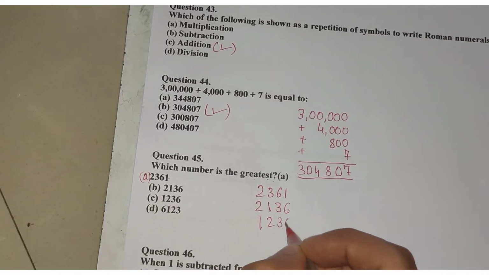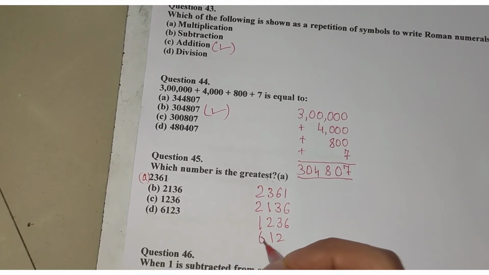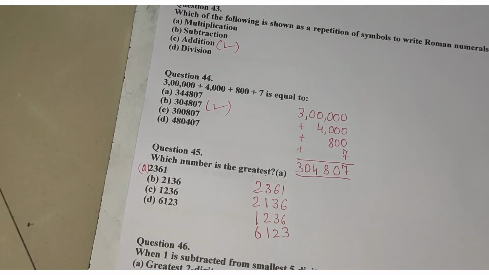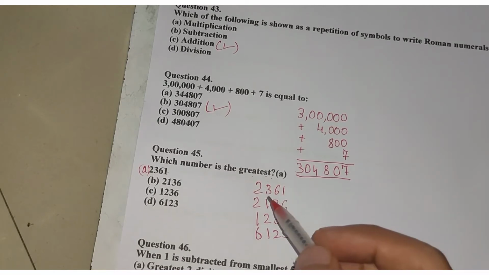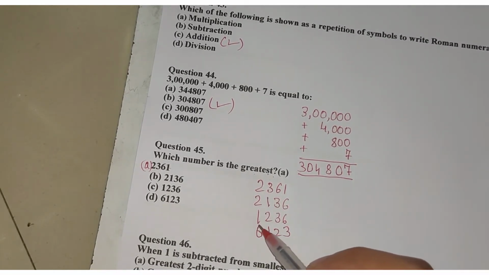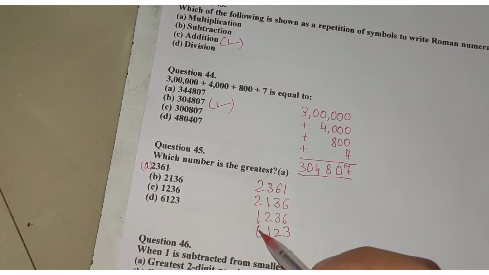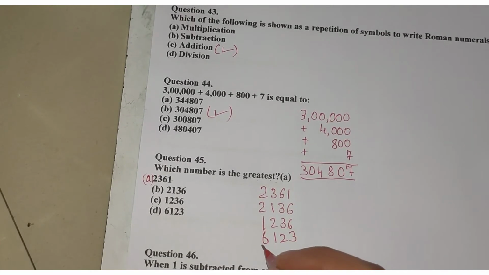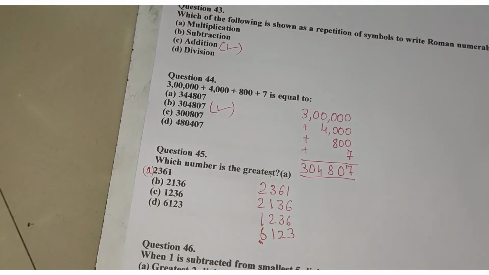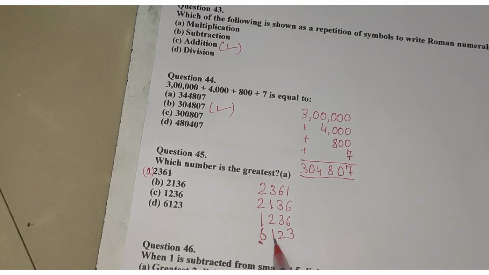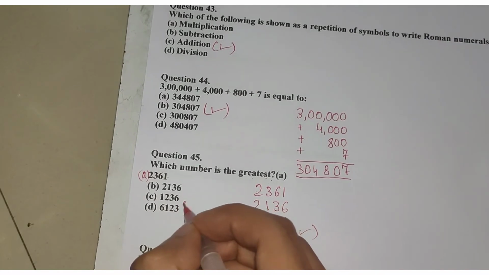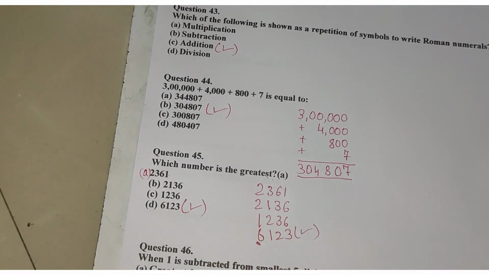is the greatest. This is the simplest question here. If we try to identify the greatest number through the options, in comparing the thousands place, 2, 1 and 6 are there, and 6 is the greatest at the 1000th place. So obviously 6123 will be the greatest of all the 4 options. So option D will be the correct one.